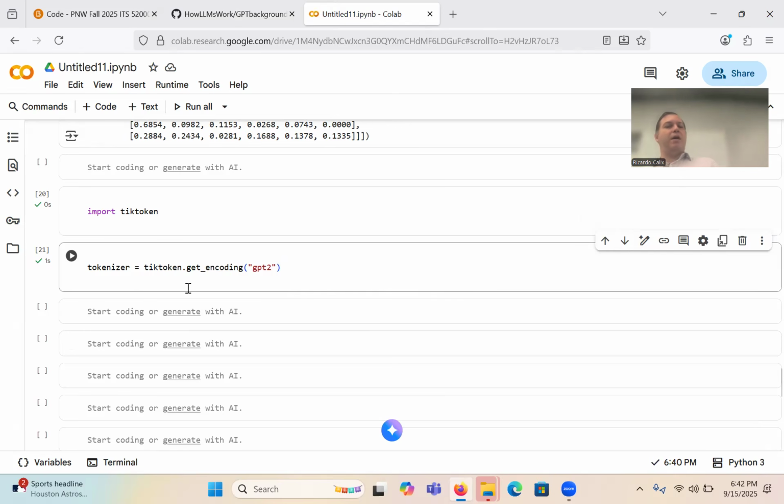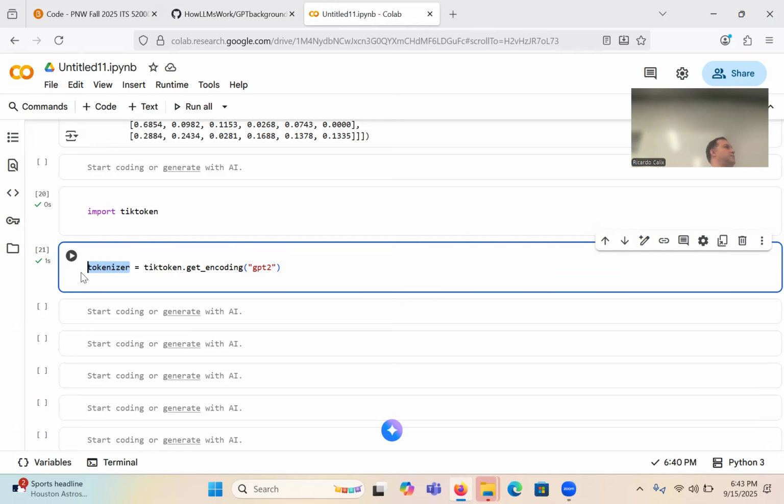All right, so essentially how this works is I take the tiktoken library, and I say get encoding, and I now have a tokenizer. Remember that all this step or phase is about is taking actual sentences and converting them into subwords, like these syllable type things.